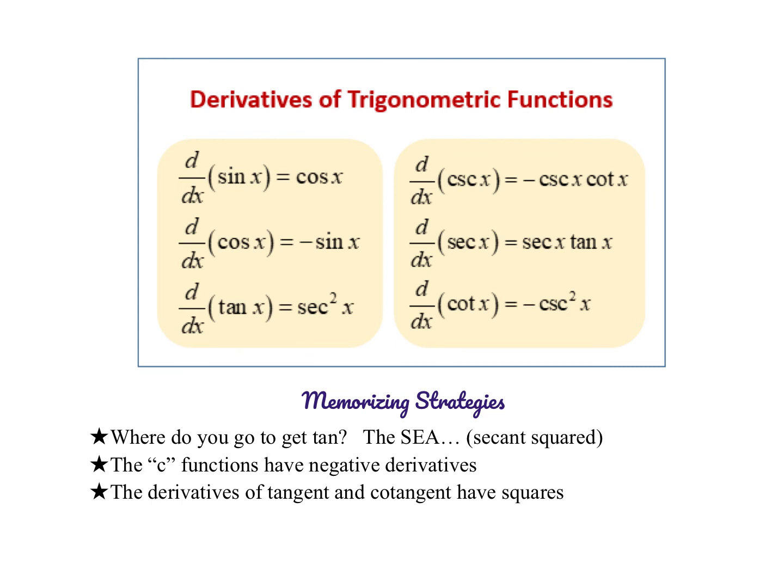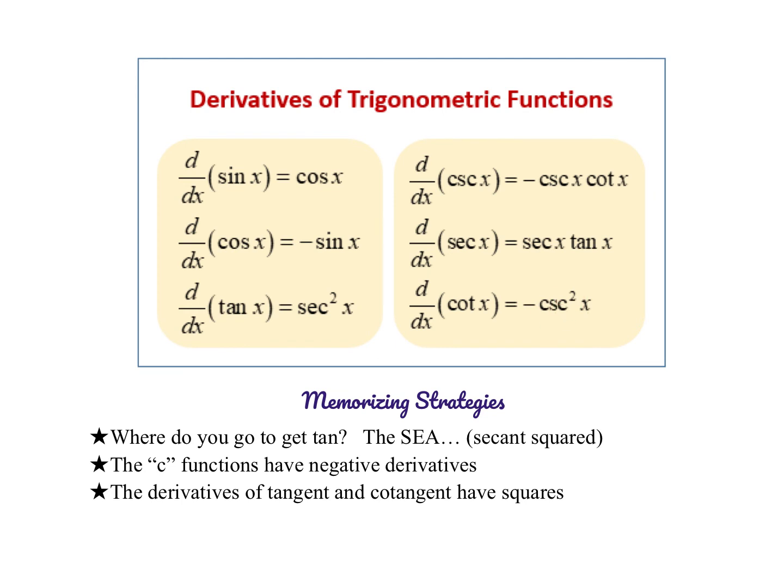So, you know, this might seem like a lot to memorize, but there are a few little tricks that we can use. First, for tangent, I like to say, where do you go to get a tan? You go to the sea, like the beach, or the sea. So hopefully that'll remind you that tangent goes with secant, but it is secant squared. Another thing to notice is that both tangent and cotangent have derivatives that have a squared function. So if you can remember the tangent, you can really remember cotangent is almost the same.